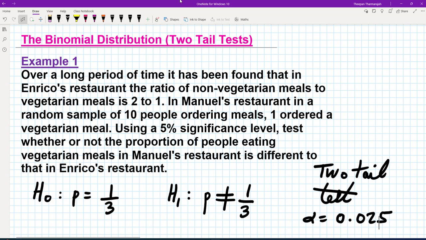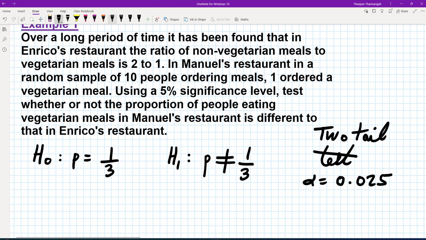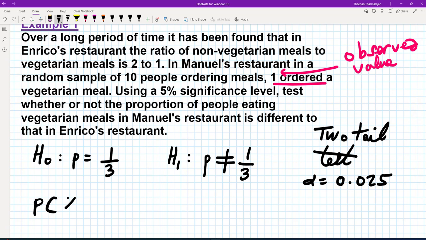So if we now go to the question, we can ask, what's the observed value? Well, in a random sample of 10 people, one ordered a vegetarian meal. So this one here is going to be called our observed value. What that means is we've seen at most one person ordering a vegetarian meal. So don't forget, binomial is a cumulative distribution. So we say the probability that x is less than or equal to 1.